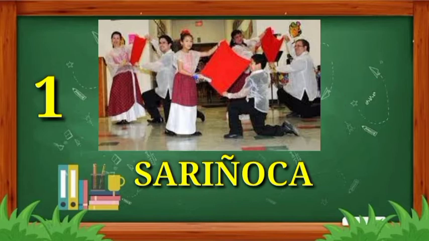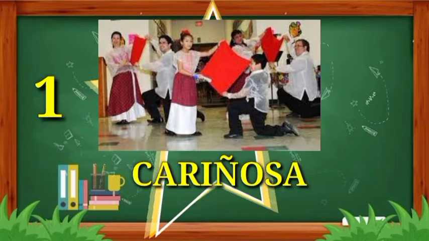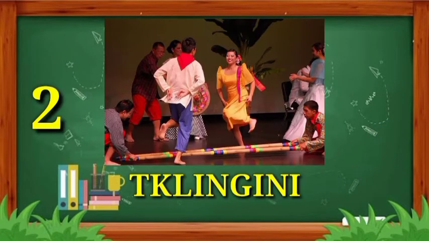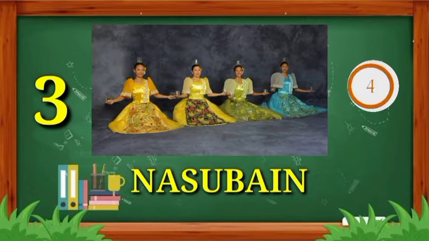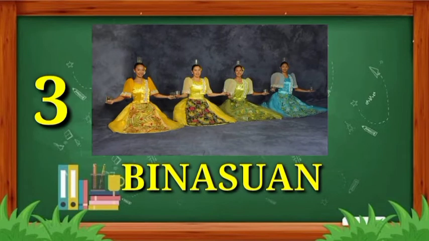What do you think is the answer? Very good. The answer is cariñosa. Number 2. What's the answer? Exactly, the answer is tinikling. Number 3. What's the answer? Very good. The answer is binasuan.